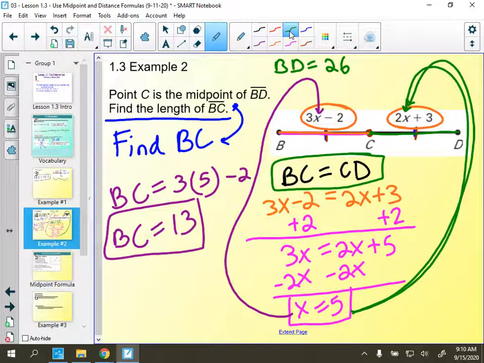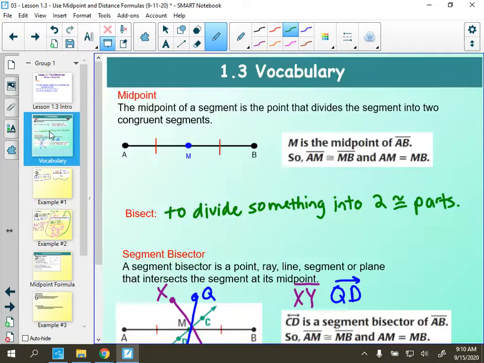All right, so the door is open for obviously other types of questions for a problem like this, okay? So that's a little bit of the algebra based on some of that vocab as far as midpoint, bisect, segment, bisector.